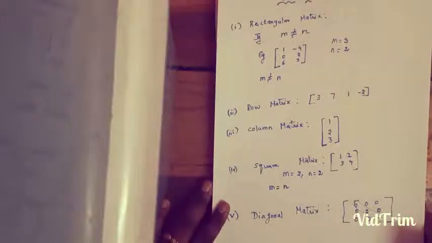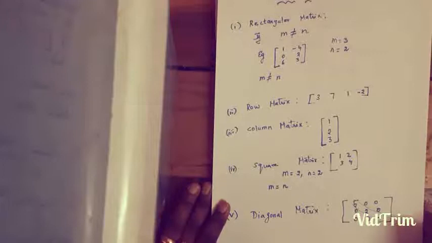Okay, students, so we saw rectangular matrix, row matrix, column matrix, square matrix and diagonal matrix. Have a look. Good. I hope you understood so far.